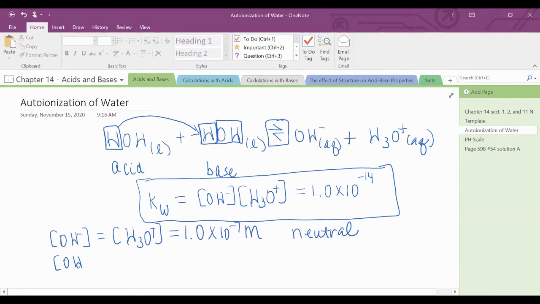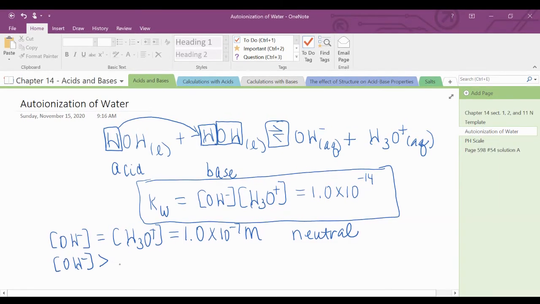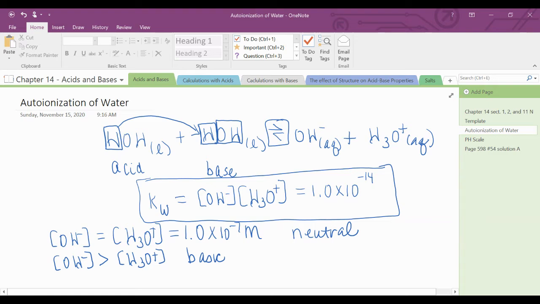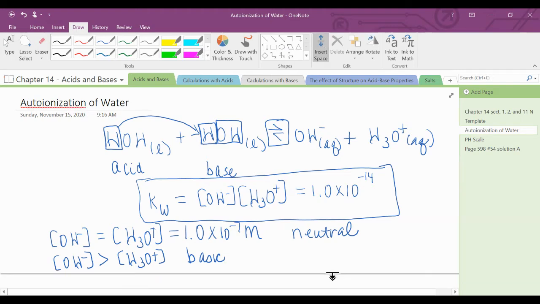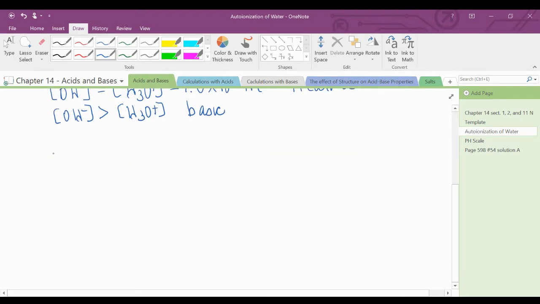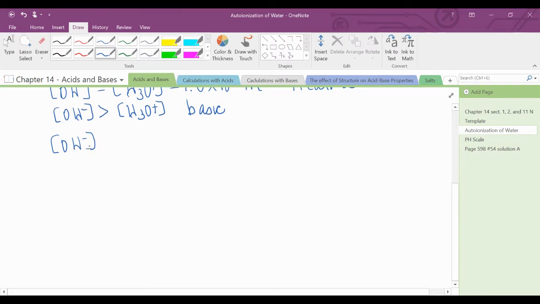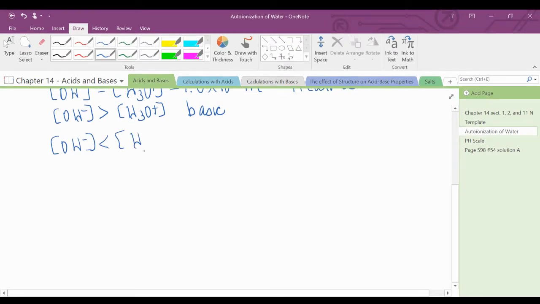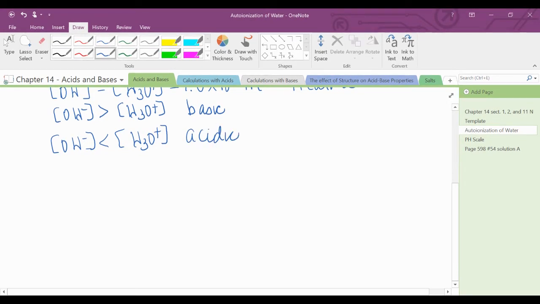If my hydroxide ion concentration is greater than my hydronium ion concentration, we would expect this to be basic because, again, hydroxide is the base ion. And if my hydroxide ion concentration is smaller than my hydronium, we know the hydronium ion is the acid ion, we would expect our solution to be acidic. So that's one way we can tell if we have an acid or a base or a neutral solution.